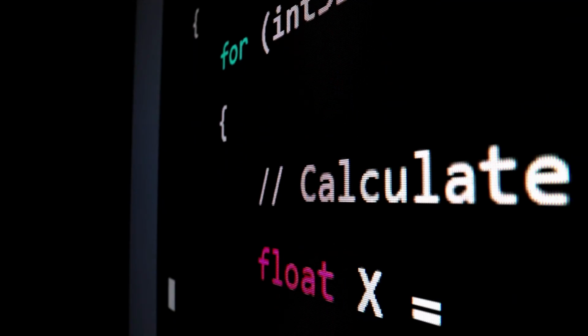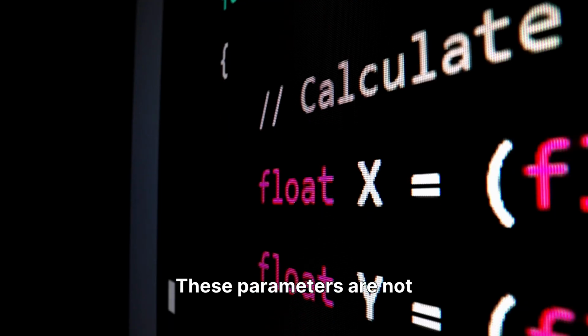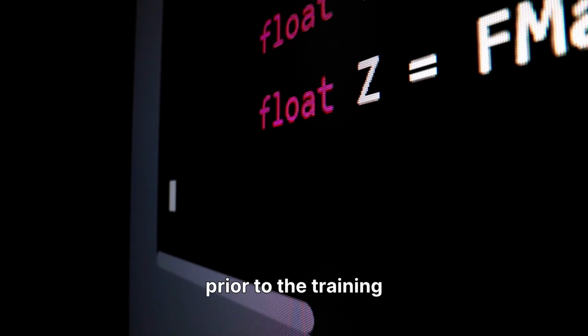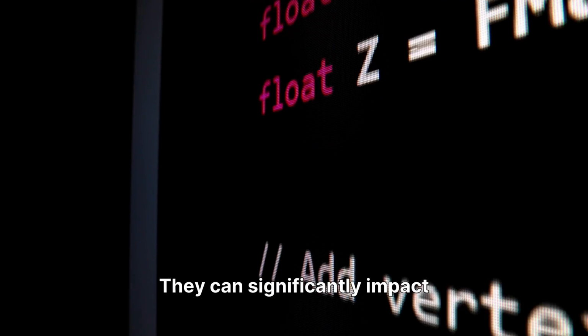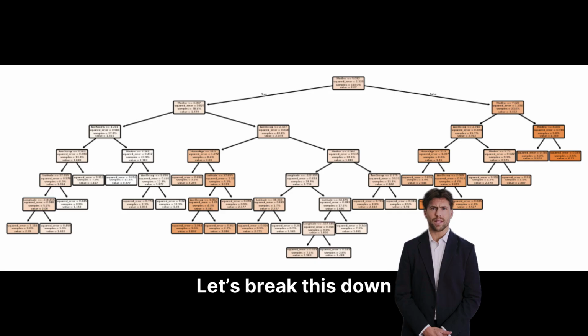To put it simply, hyperparameters are the settings or configurations that you specify before training your machine learning model. These parameters are not learned from the data, instead, you define them prior to the training process. They can significantly impact how well your model performs. Let's break this down with an example. Imagine you're trying to train a model to predict house prices. You might decide to use a decision tree model.